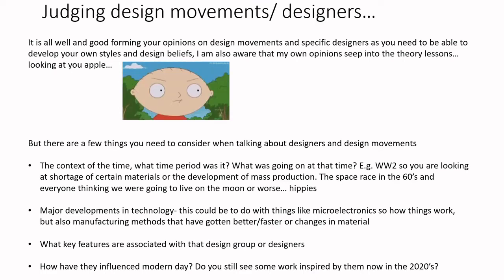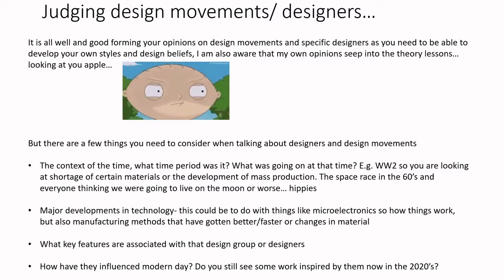The first one, probably the most important one, is the context of the time at which it was prominent. What was going on at the time when that design movement was popular? For example, World War Two. With World War Two, you're looking at shortages of certain materials, and mass production starting to become a thing. In the 60s you have the space race, because America made it to the moon. Everyone thought we were going to live on the moon or live on Mars, or even worse, hippies.